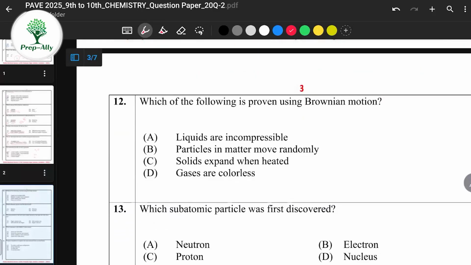Question number 12. Which of the following is proven using Brownian motion? Liquids are incompressible? No. Brownian motion is when we observe colloidal particles and there is a random motion of these particles. So the correct option here is B. Particles in matter move randomly. This is the representation of Brownian motion.